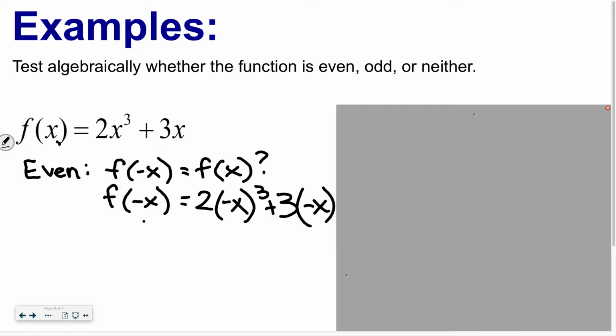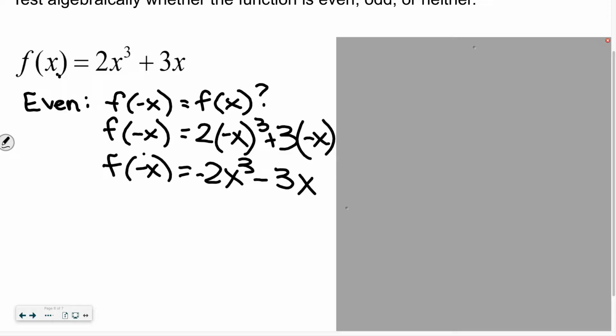What happens if you take negative x times itself 3 times? Negative x times negative x times negative x. It comes out to be a negative, right? A negative times itself an odd number of times is going to be negative. So this is really 2 times negative x cubed, which we could write as negative 2x cubed. And then 3 times negative x is negative 3x. Okay, so I simplified it.